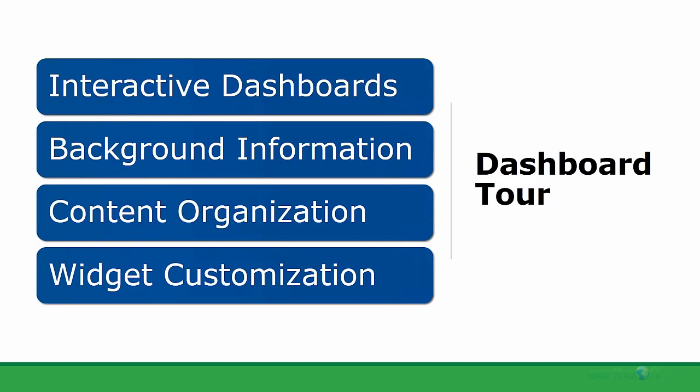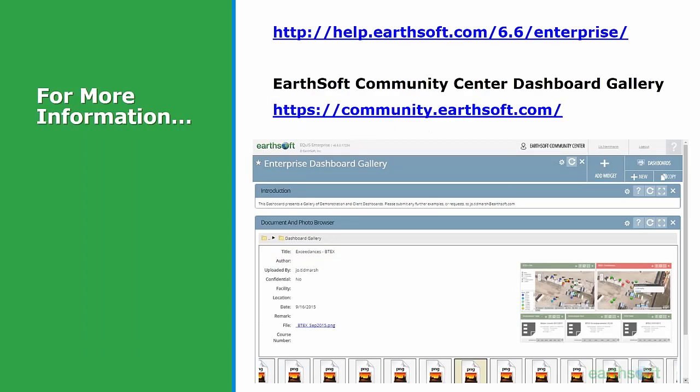The other piece of information that I want to make sure I share is that you can get more information on our help pages or our online documentation, and you can access that from help.earthsoft.com/6.6/enterprise, and that'll take you to the online documentation specific to Enterprise version 6.6. It'll get you started with your dashboards and widgets and general configuration information.